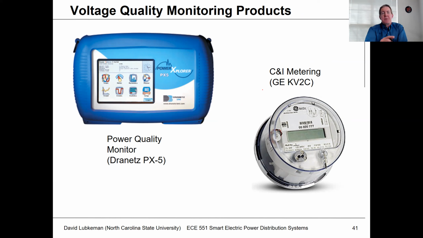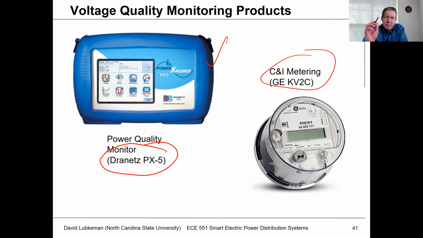This is another type of meter that was popular, the Dranetz PX5. This is a portable device. You can rent these sort of devices out. It comes with some high frequency leads for taking voltage and current measurements, and it can capture these types of waveforms. So if you're having some issues, you can buy one of these devices or maybe rent it out for a period of time.